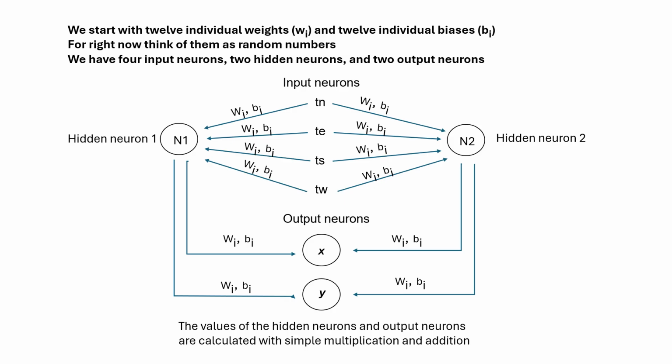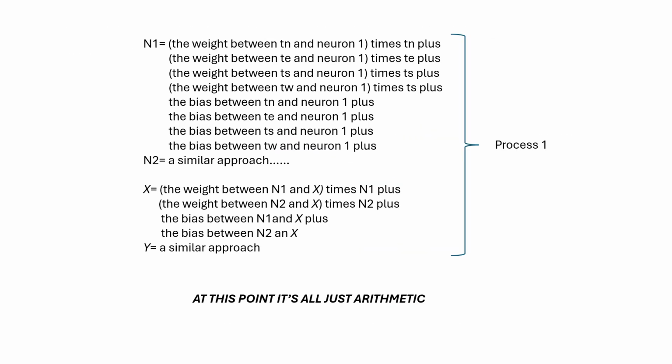And those calculations are very straightforward. To come up with the number for N1, I've shown the steps here, but it's simply multiplication of weights times the neuron plus the addition of the bias between that neuron and the hidden neuron and the input neuron. And we do that to calculate a number for N1 and a number for N2, and we calculate X and Y in a similar approach. At this point, it's just arithmetic.